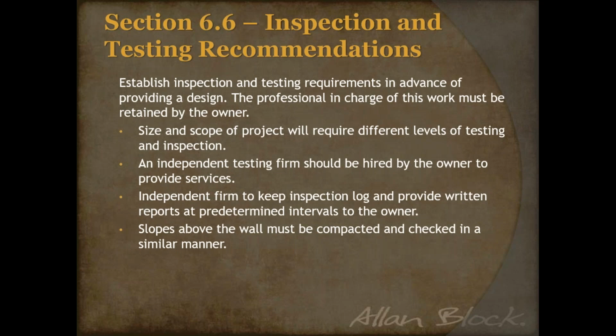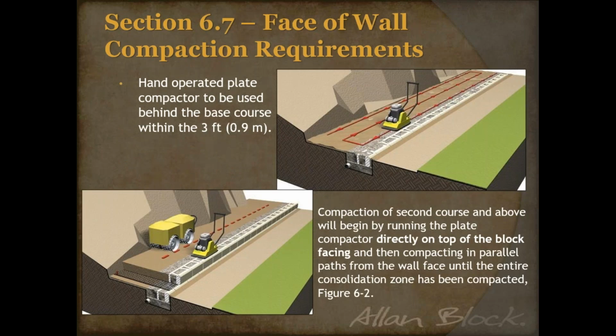Okay, 6.7, we're moving right along here. 6.7 talks about facing compaction, and this is the key element. When we're talking about face compaction, a lot of people try to resist getting equipment too close to the block, and I understand why. You don't want to bulge it out, you don't want to move it, you don't want to knock it off level, but it's so important to consolidate that material right behind the block, for the same reasons I talked about with those downdrag forces, making sure that grid stays horizontal and doesn't get pulled down because of settlement behind the wall.